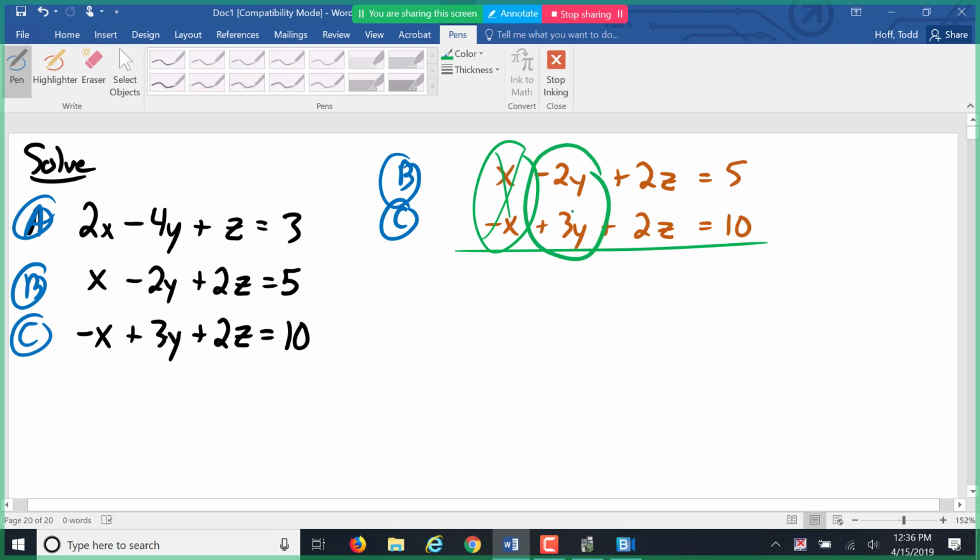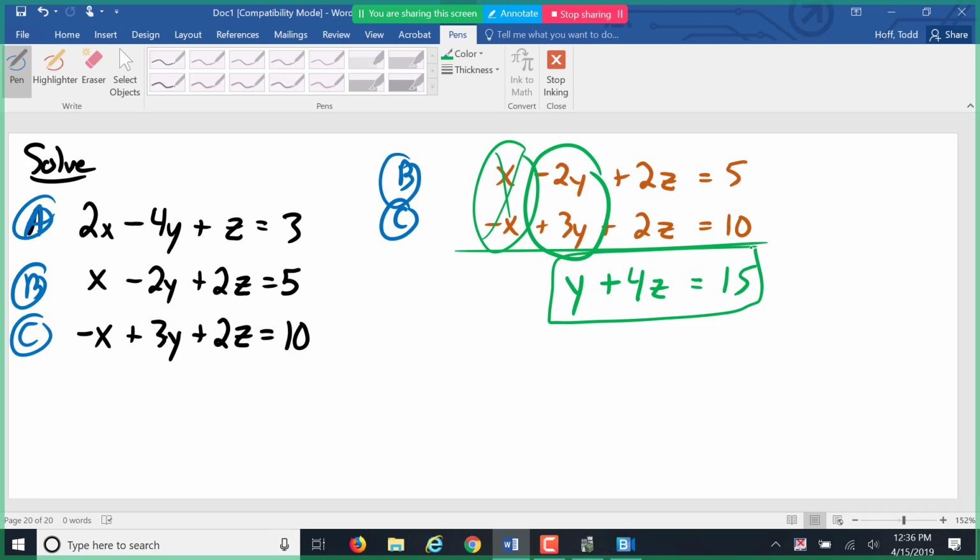Negative 2y plus 3y gives us what? Y. And then 2z plus 2z is 4z. Equals? Perfect. 5 plus 10 is 15. So there is our first two-variable equation.